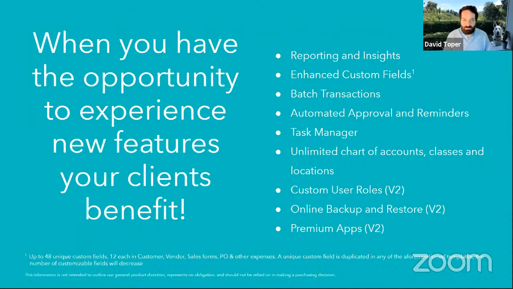There's a lot of cool things being built in right now around workflows and task managers so that you can set up processes within your own teams so that if someone completes a certain task, it lets the other person in the chain automatically know that it's now to them to do the next step, that it's been approved, whatever that may be, so that things can work better. Chart of accounts, classes, and location, those are unlimited. And those are all things that will be available in the first version moving over.